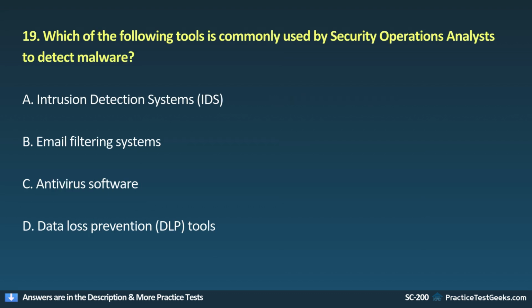19. Which of the following tools is commonly used by security operations analysts to detect malware? A. Intrusion detection systems, IDS. B. Email filtering systems. C. Antivirus software. D. Data loss prevention, DLP, tools.